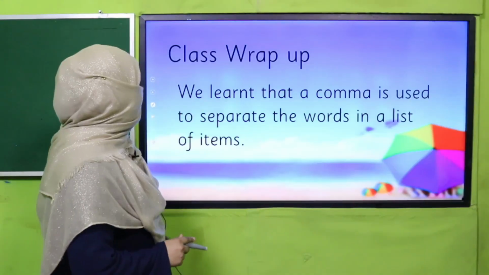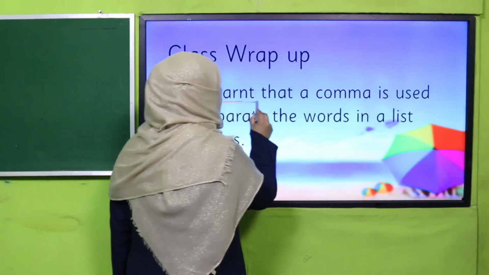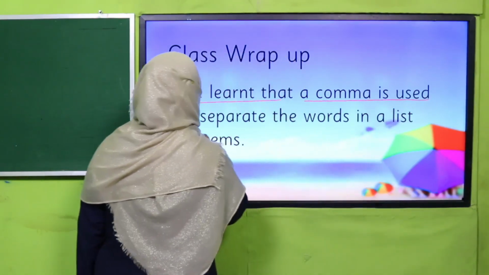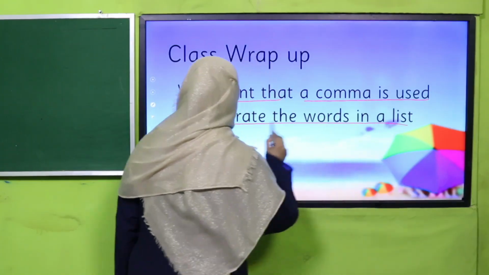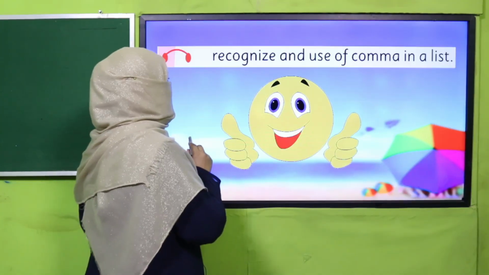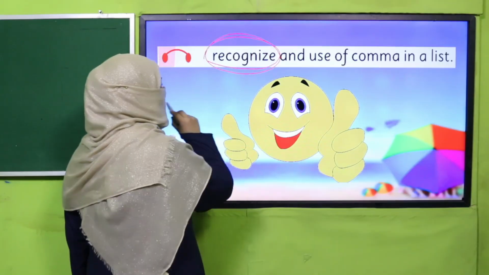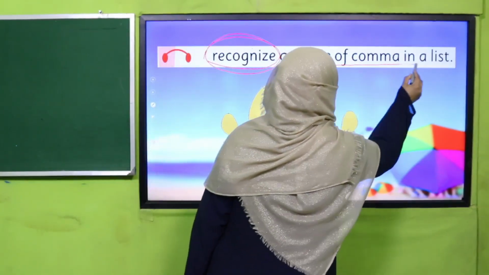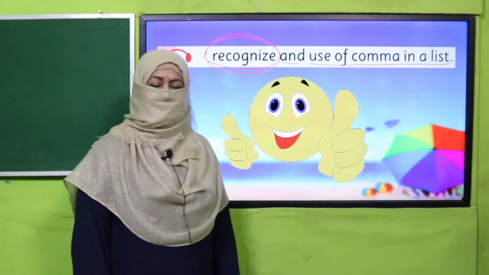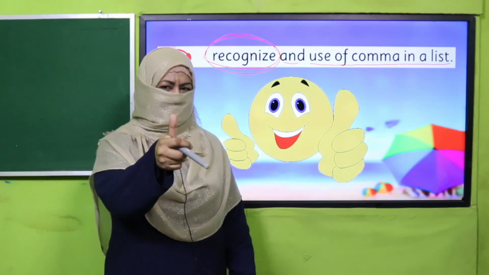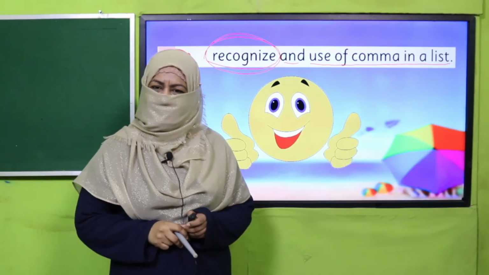So in this way, what we have learned today is that a comma is used to separate the words in a list of items. And we achieved our SLO to recognize comma, yes, now we recognize comma and we can use comma in a list. Are we done with it? Yes. All right. So that's it for today.